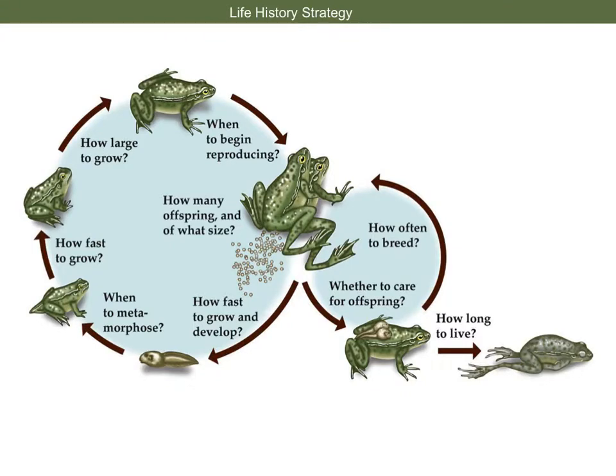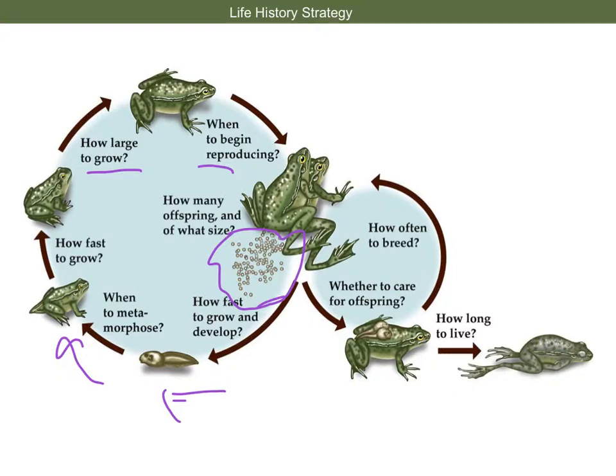This diagram just illustrates what I was talking about for this frog here. How large should I grow? When should I begin reproducing? How many offspring? And what size should each be? How big should each egg be? Should I produce a whole lot of little eggs, or should I produce a few bigger eggs? How fast might these eggs grow and develop? At what point do they metamorphose from tadpole into adult? Okay, and around and around.